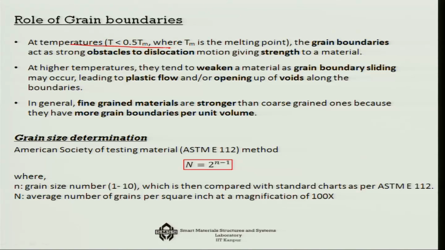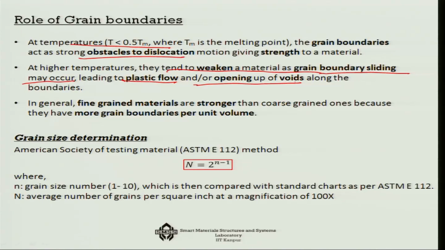But when the temperature is less than 0.5 Tm, grain boundaries will work like an obstacle to the dislocation. They will not allow the dislocation to propagate very easily. On the other hand, at a higher temperature, they will tend to weaken a material. Why? Because grain boundary sliding may occur. Each grain boundary may slide with each other. So, that may result in plastic flow and opening up of voids, etc., along the boundaries.